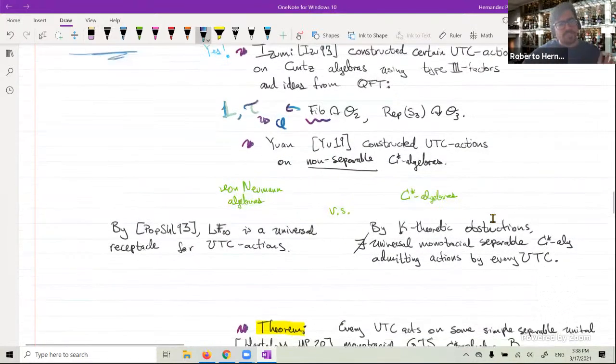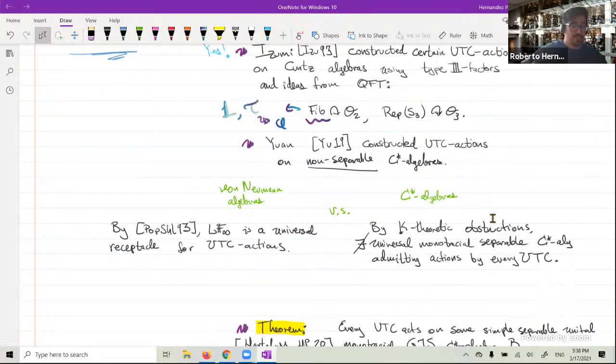So before fully transitioning into, or focusing completely on, C-star algebras, let me just put the two perspectives in contrast, right? For von Neumann algebras, by reinterpreting these results by Popa and Shlyakhtenko, and in this new formalism, we can interpret LF infinity as a universal receptacle for actions of unitary tensor categories. So any UTC will act on the same II_1 factor, LF infinity.